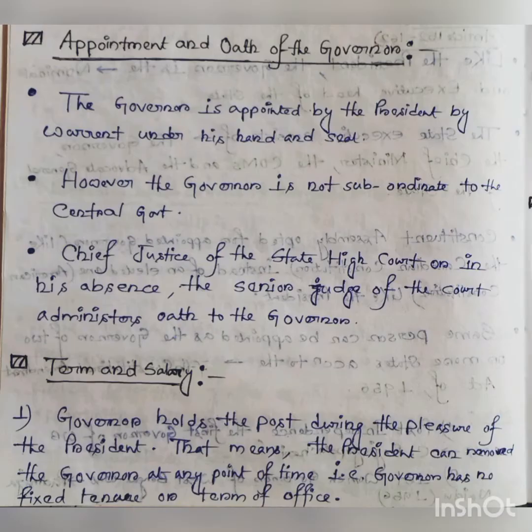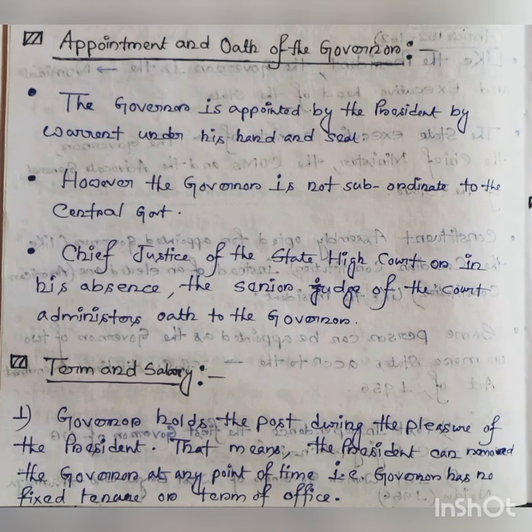Next point, the appointment and oath of the Governor. The Governor is appointed by the President of India by warrant under his hand and seal. However, the Governor is not subordinate to the central government. The Chief Justice of the state High Court, or in his absence the senior-most judge of the High Court, administers the oath to the Governor.